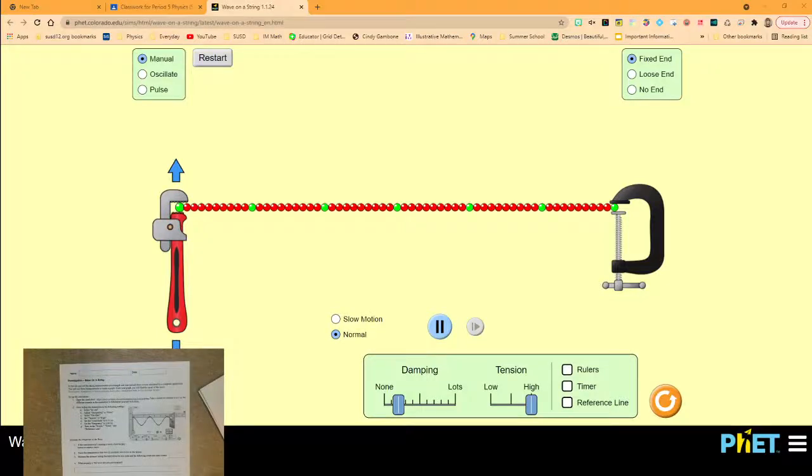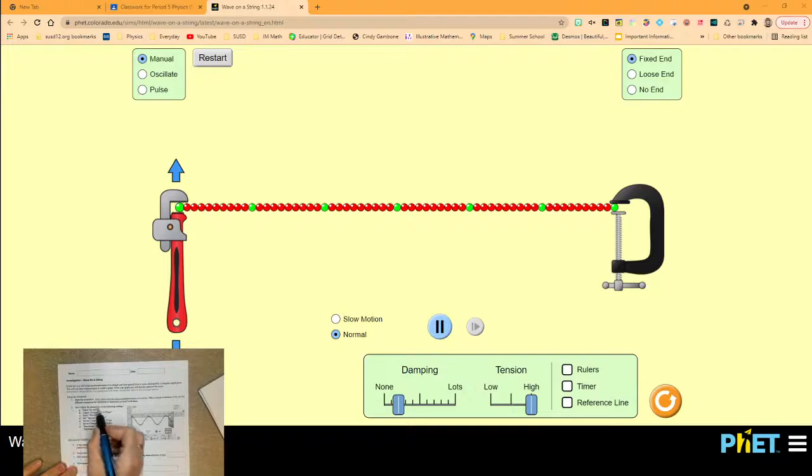Waves on a String lab assignment. You'll need to have your paper with you so that you can read the directions and have the site opened up on your screen. Open the simulation.